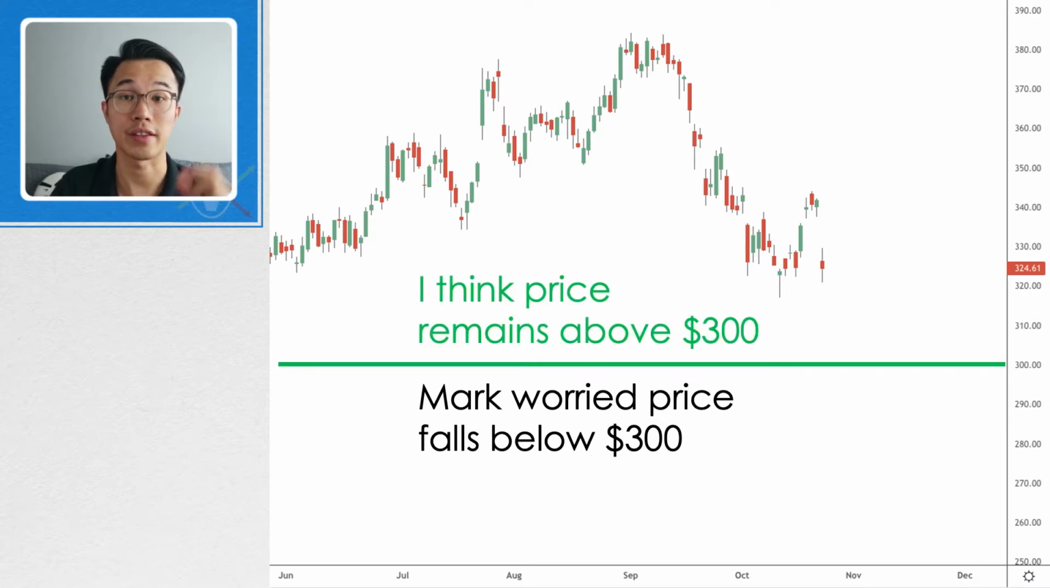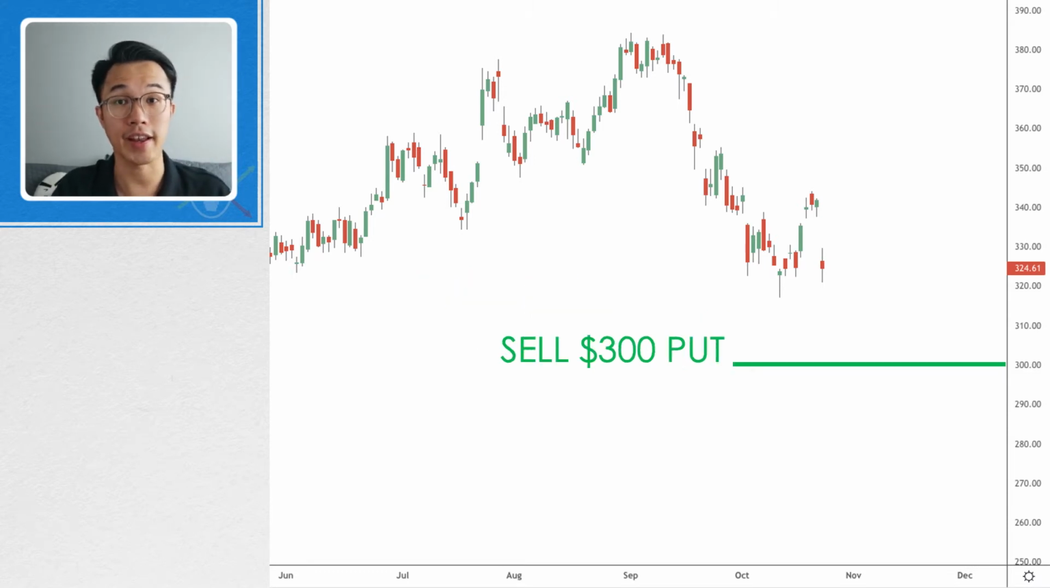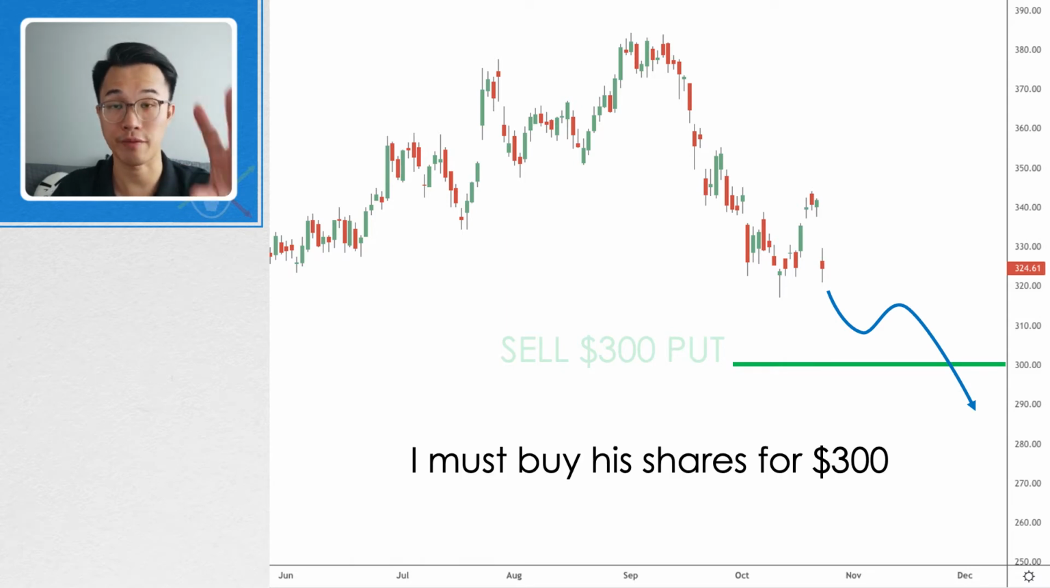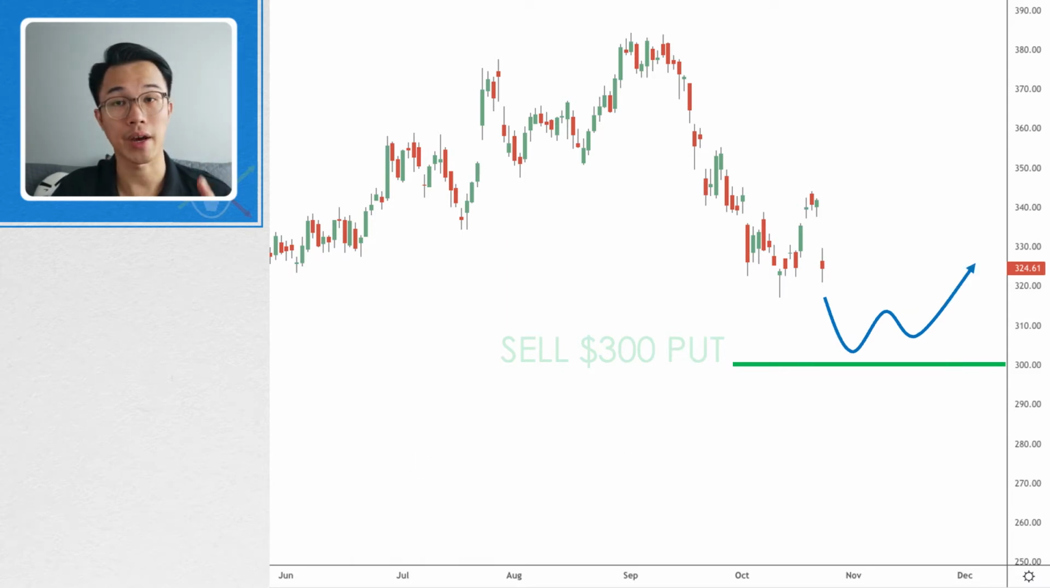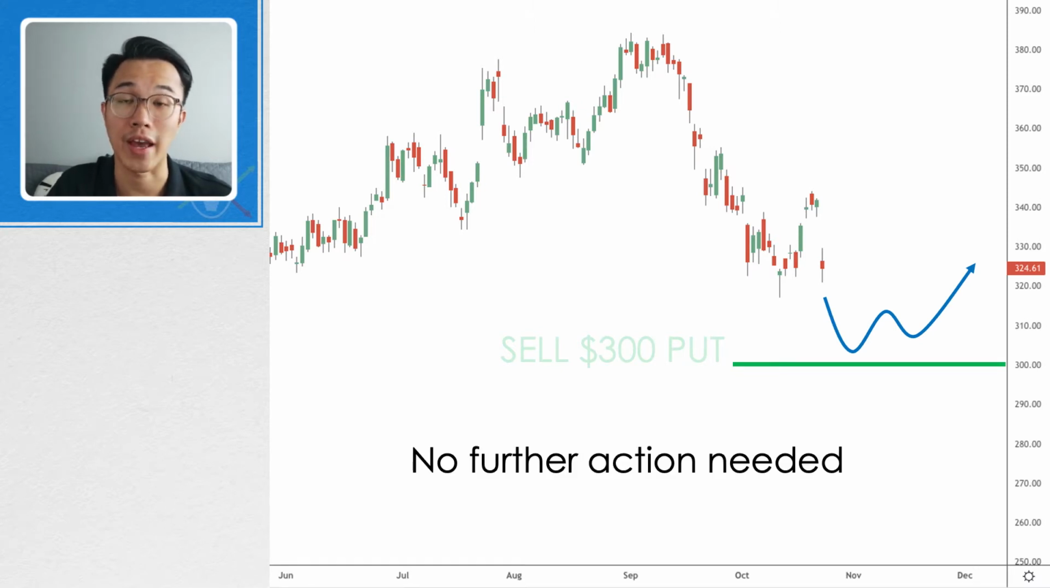So if I think that this stock price is not going to fall below 300, it's going to stay above $300, I can actually be the insurance seller. I will sell Mark the put option, let's say $300 strike price, 2 months to expiration, and I will collect a premium from Mark. So in the next 2 months, if the share price falls significantly below 300, I will have to buy it from Mark at $300. But if I'm correct and the share price stays above $300, then I don't have to do anything. Either way, the premium that Mark pays to buy the insurance is mine to keep.